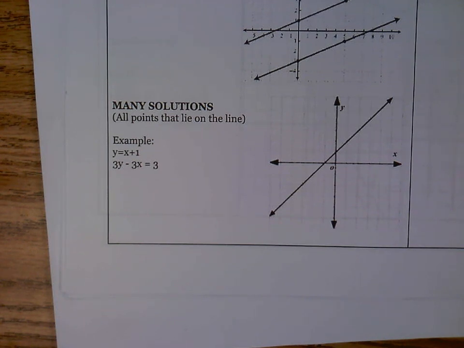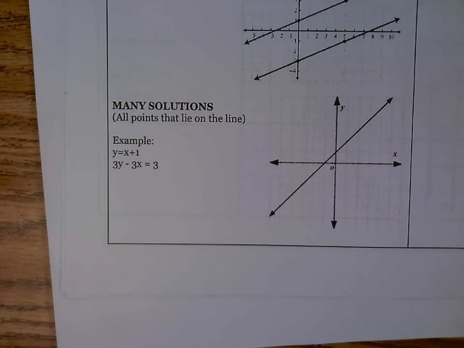So even though, is this technically a system of equations? Yeah, that's two different equations, but they simplify to the same thing. So now every single point on this line lies on both lines. So the answer, you can either write many solutions, or the better thing to write would be all points on the line.